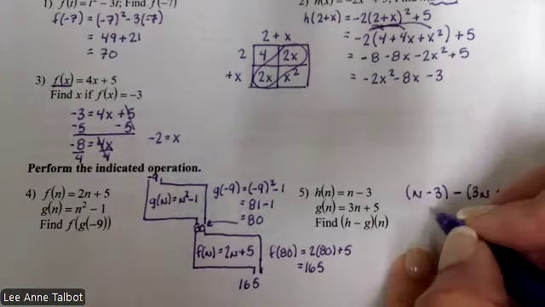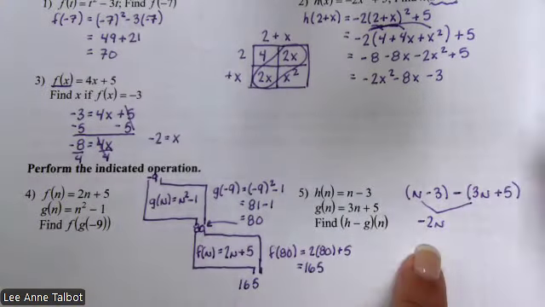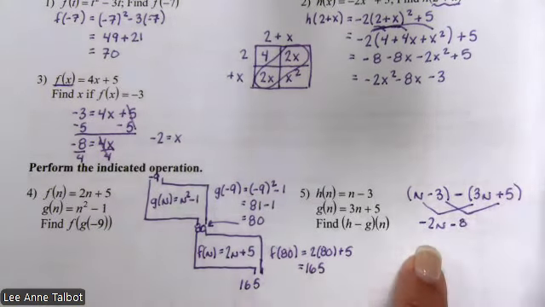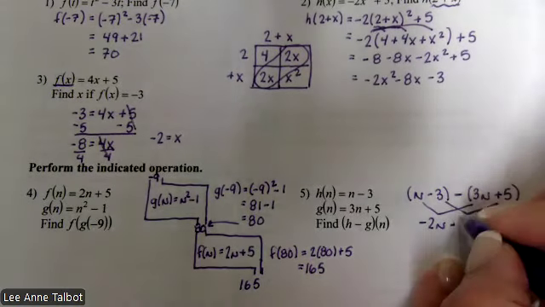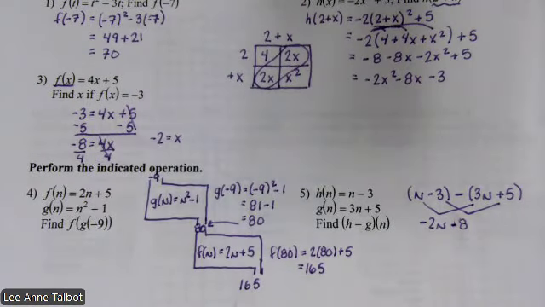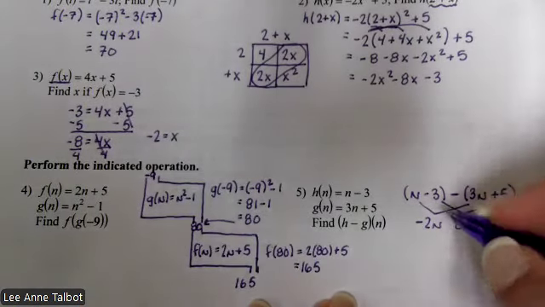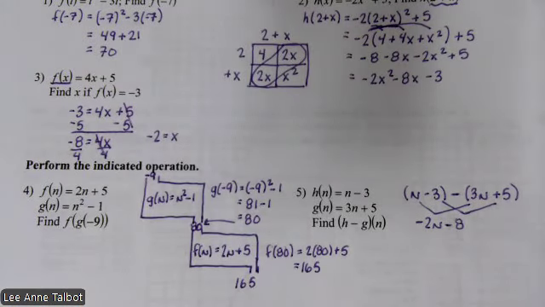So this is going to be -2n. And this is going to be -8. Do you guys all see where I got the -8 from? Are you sure? Okay.